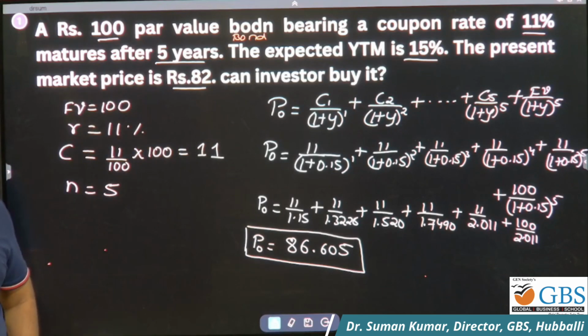Net present value is rupees 86, considering expected YTM is 15%. Next line, the market price is rupees 82. So it is undervalued. Therefore, investor should buy.